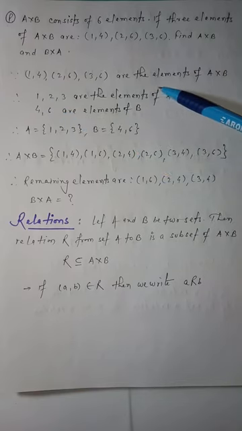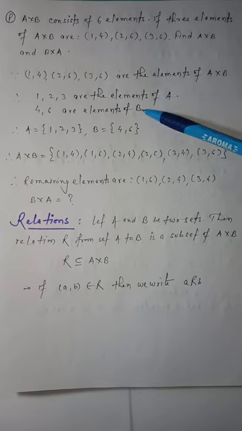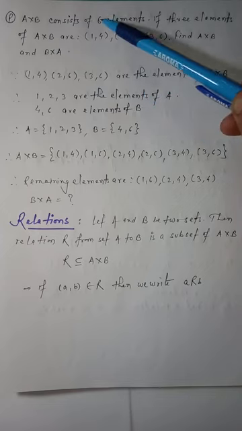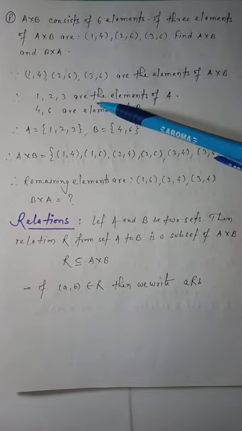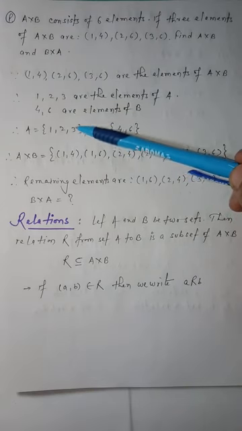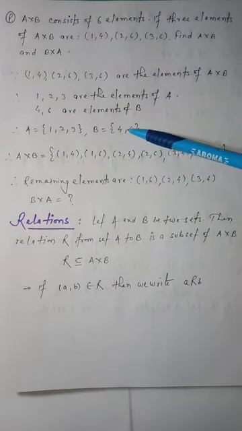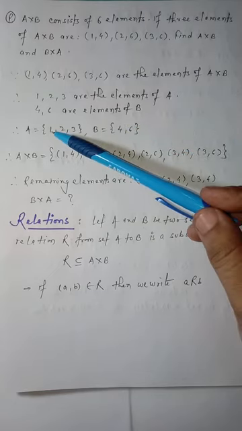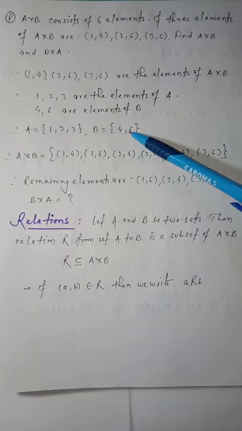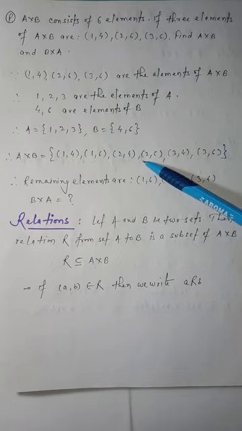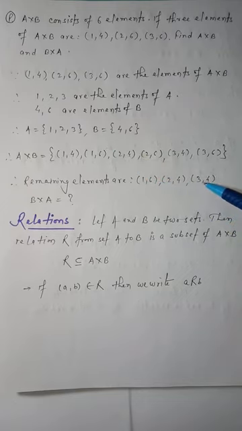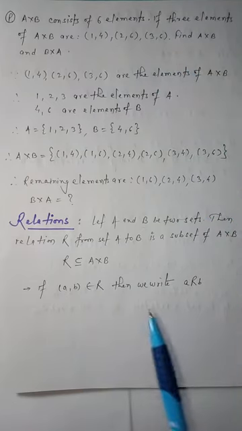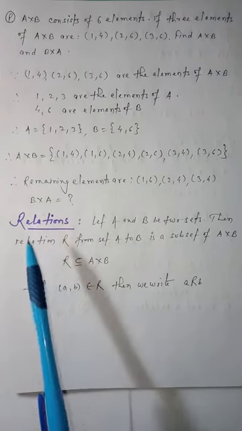And we already know the number of elements in set A is 3 and in set B is 2, and 3 into 2 is 6. So set A is 1, 2, 3 and set B is 4, 6. Now again write A cross B. A cross B will be (1, 4), (1, 6), (2, 4), (2, 6) and (3, 4), (3, 6). So the remaining elements are (1, 6), (2, 4) and (3, 4), because the other 3 elements are already given. In the same manner you can write what is B cross A.